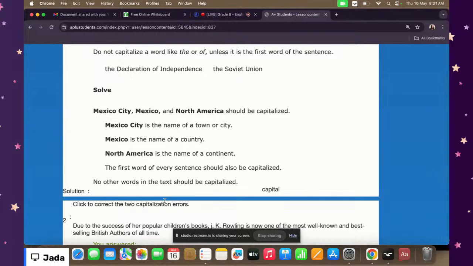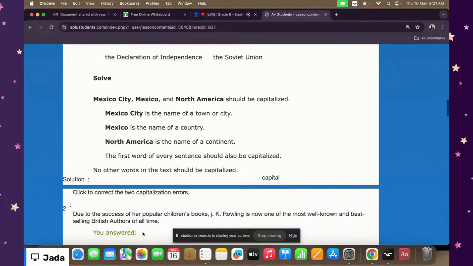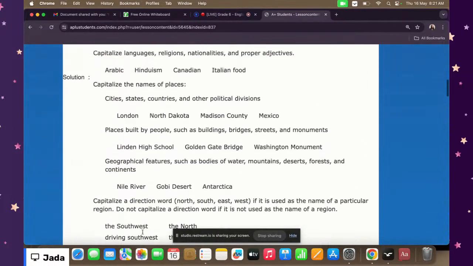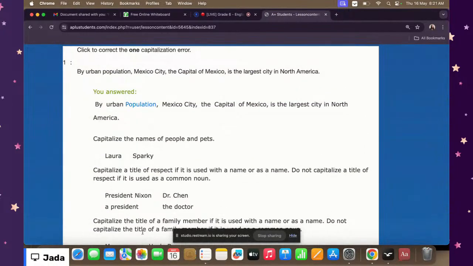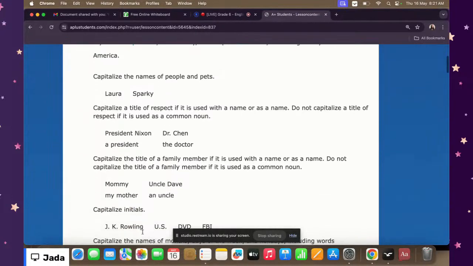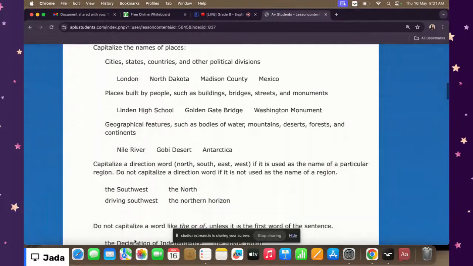That's basically everything. Just make sure that you follow the right rules and capitalize what needs to be capitalized. So, by urban population, Mexico City, the capital of Mexico, is the largest city in the North America. What is wrong with this sentence?